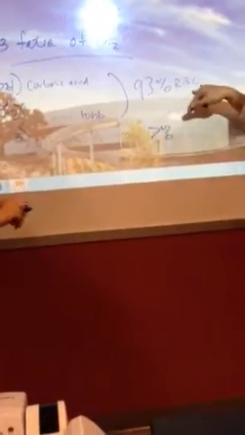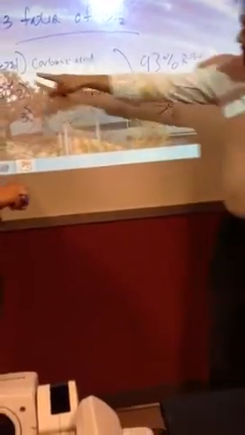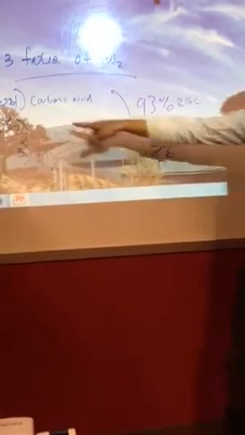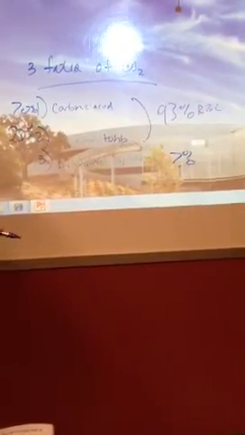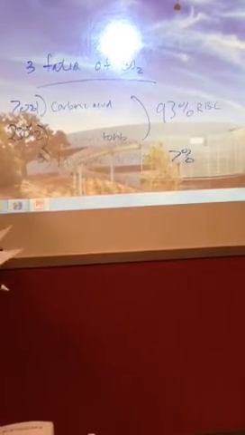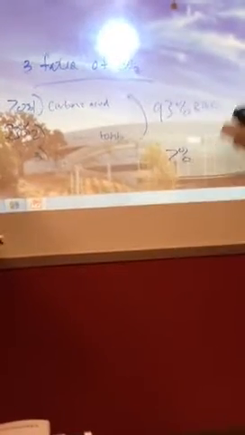So notice how this is 93%. All of this enters the RBC. 70% is converted to carbonic acid. 23% binds to hemoglobin. 70 plus 23, 93. Okay? Perfect. All right. So can I erase this?